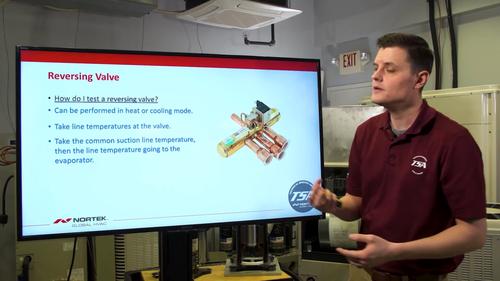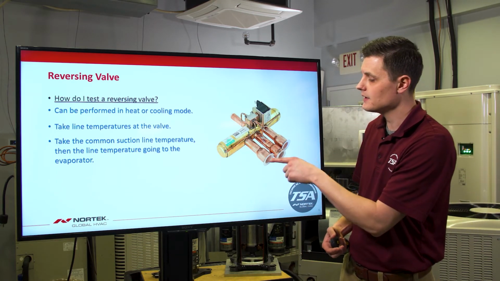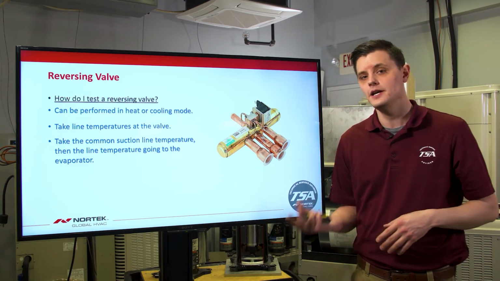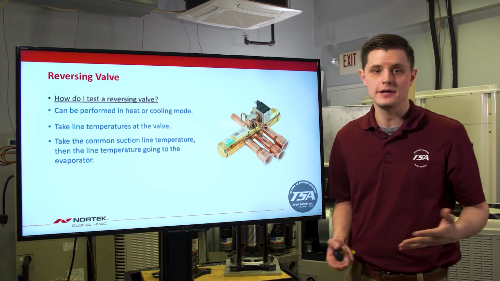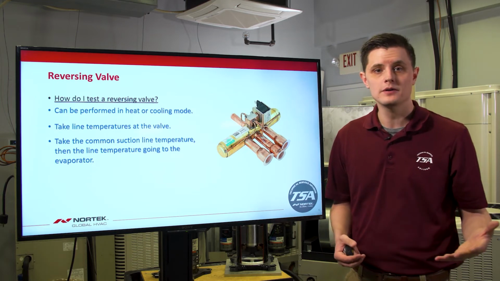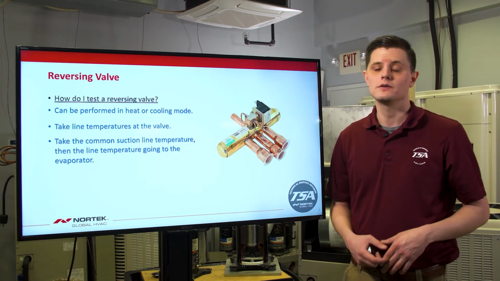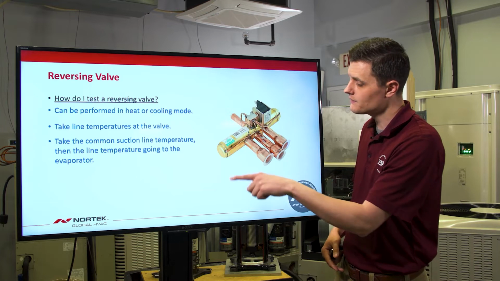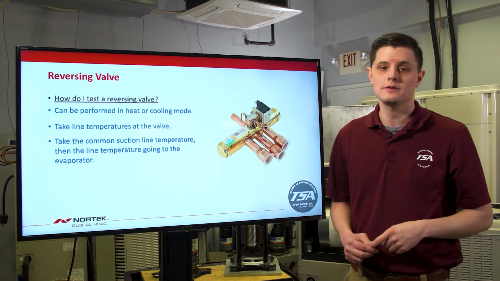And again, you're always going to take your common suction line temperature, whether you're in heat or in cooling mode. Now, determining whether you're in heat or cooling mode, the second probe is going to go on one of your two outside lines here. And that'll determine whether you're in heat or cool mode, because it's all based upon where your evaporator is. So in cooling mode, your evaporator is going to be your indoor coil, and in heat pump mode, your evaporator is your outdoor coil. So a real easy way to look at this is that one of these lines coming off the valve is going to go to your indoor coil, and the other line is going to go to your outdoor coil.